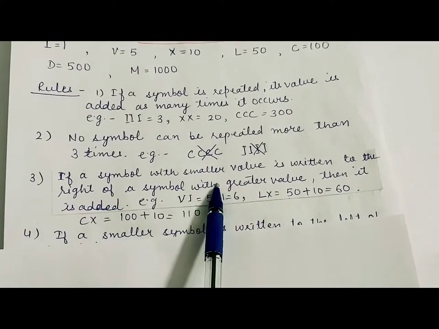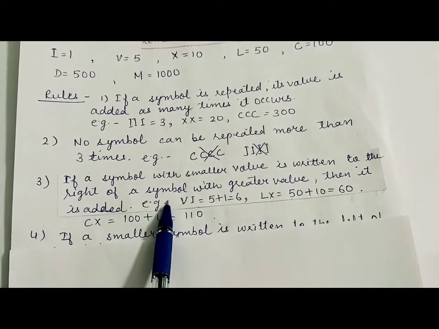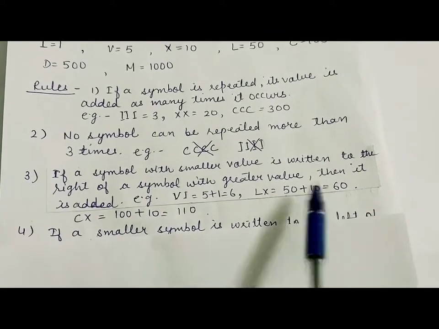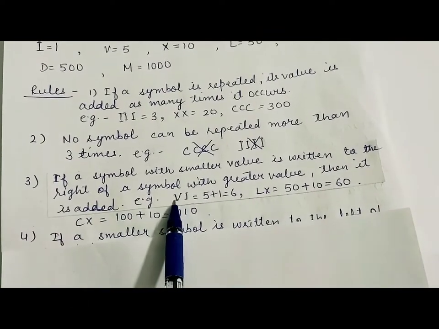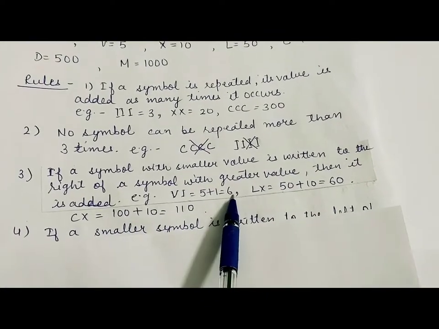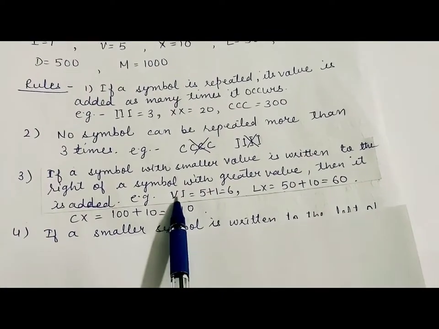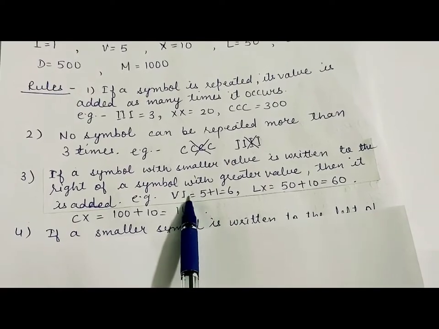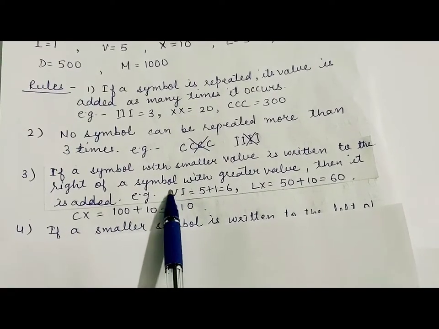If a symbol with smaller value is written to the right of a symbol with greater value, then it is added. So, VI: 5 plus 1 is equal to 6. So, smaller is written towards the right and the bigger one is towards the left.